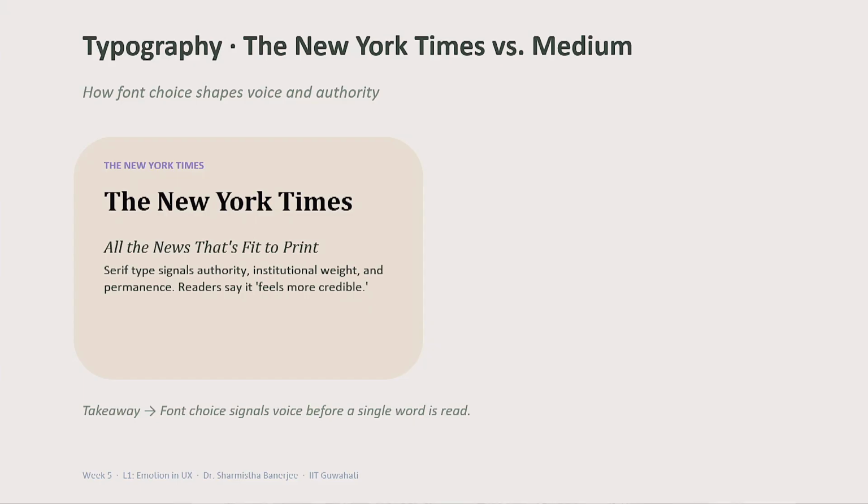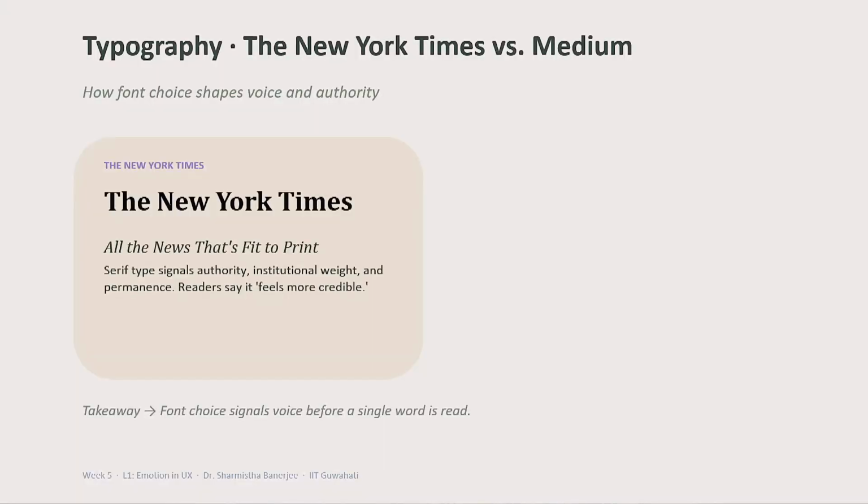Now coming to typography. Let's look at the newspaper, the New York Times. They use serif type signals. Serif type signals are something which have this thing over here. So I have S and then I will add some kind of serif. Now serif can be in different kinds of formats. The New York Times does use different kinds of fonts, but the majority of the font has this strong serif signal. What it signals is authority, institutional weight and permanence. Readers say it feels more credible when they read through these fonts.